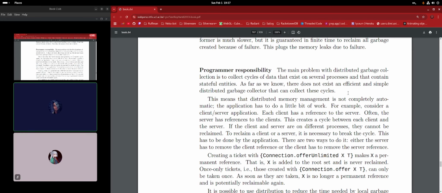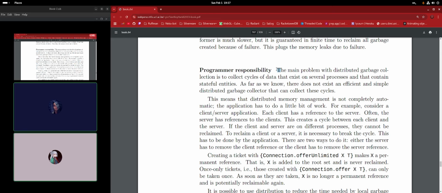Programmer responsibility. The main problem with distributed garbage collection is to collect cycles of data that exist on several processes and that contain stateful entities. As far as we know, there does not exist an efficient and simple distributed garbage collector that can collect these cycles.